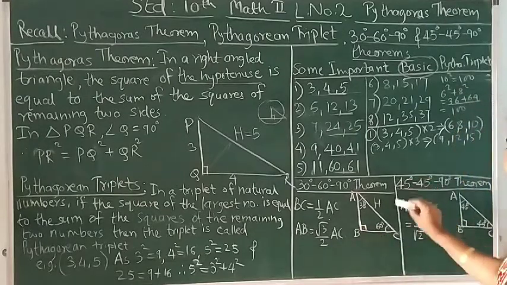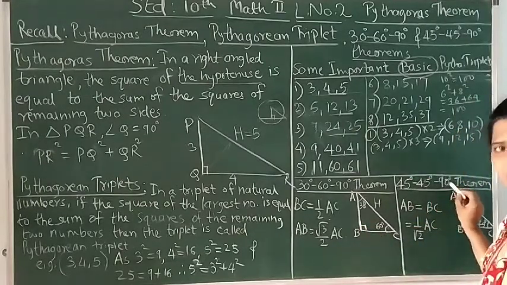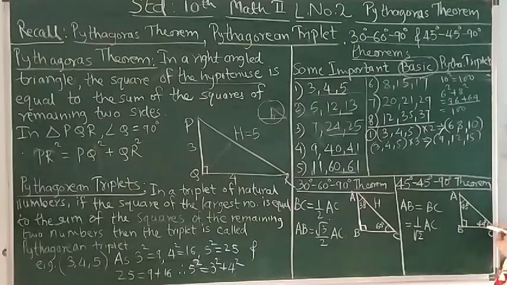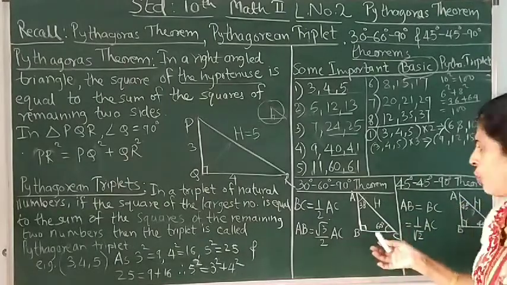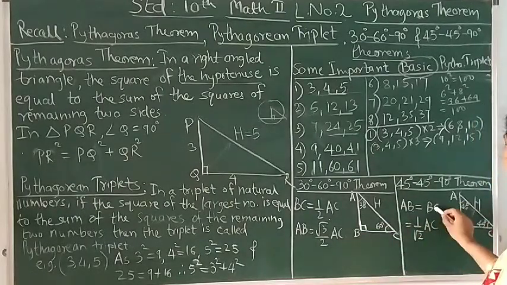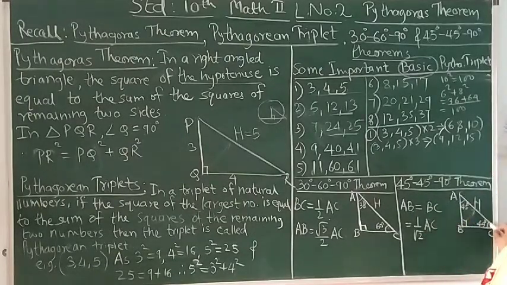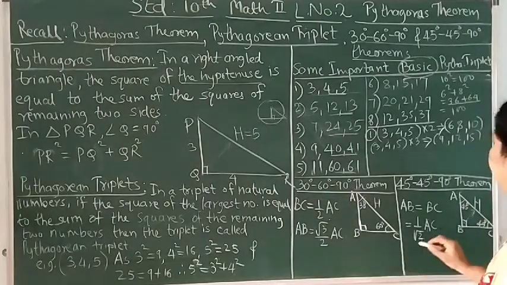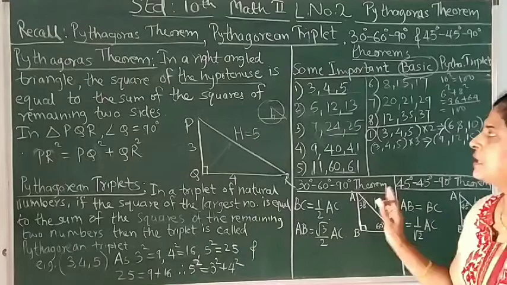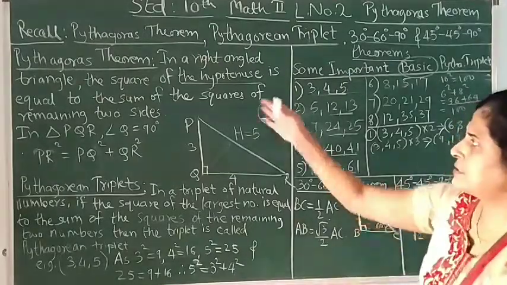Okay. And if the triangle is a 45 degree, 45 degree, 90 degree triangle, suppose in triangle ABC, angle A is 45 degree, C is 45 and B is right angle. In that case, the side opposite to B, so AC, is the hypotenuse. As we know that if two angles are congruent, the sides opposite to them are also congruent. So AB and BC are equal, and they both are 1 upon root 2 times your AC, that is the hypotenuse.